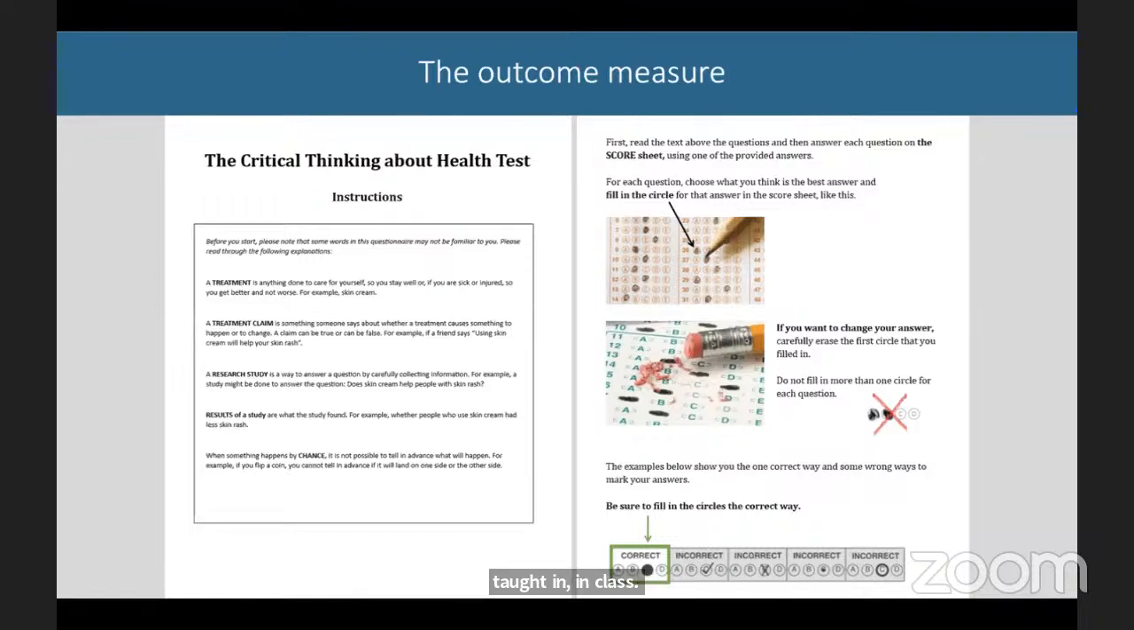We developed this outcome measure in a series of engagements with the teachers and students, first trying to understand whether it was understood by students and whether the questions were clear. In addition to that, we did psychometric testing to understand to what extent this outcome measure could assess the key concepts we taught the students.